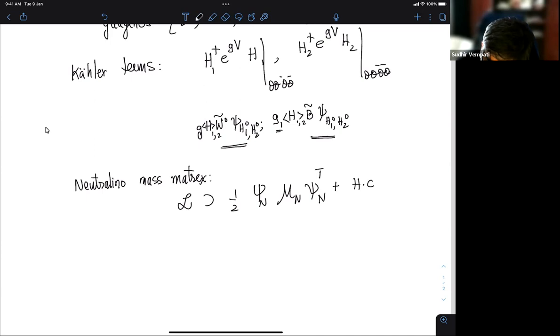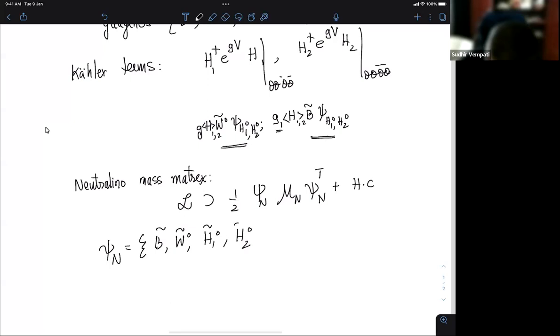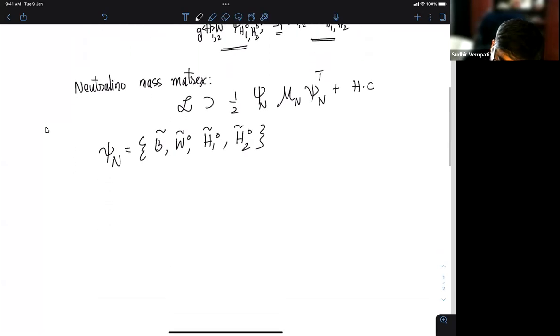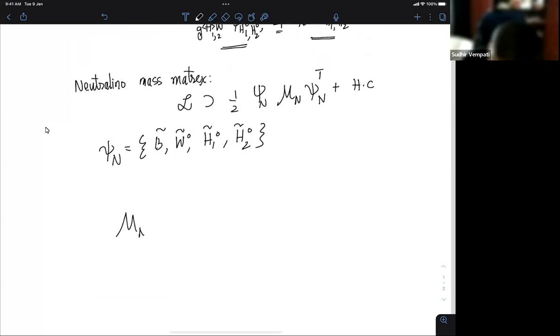So with psi in the basis, you can choose Bino, Higgsino 1, Higgsino 2. I didn't put a 3, I think. Let's remove this 3. In this basis, M_N is given. This is the famous neutral mass matrix.